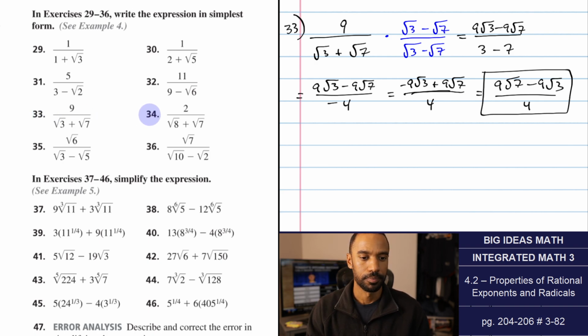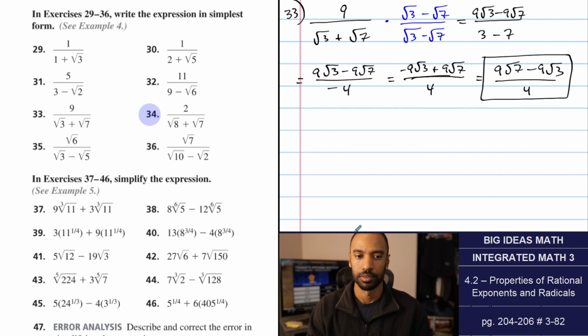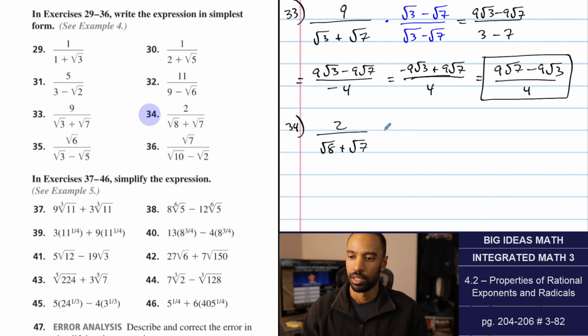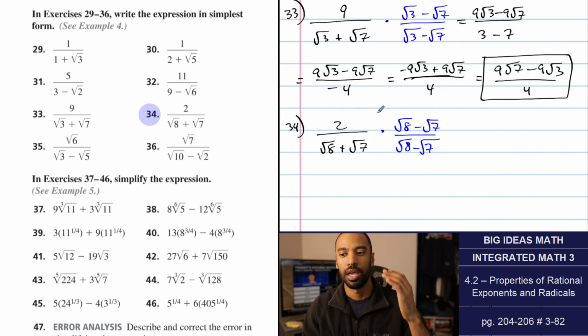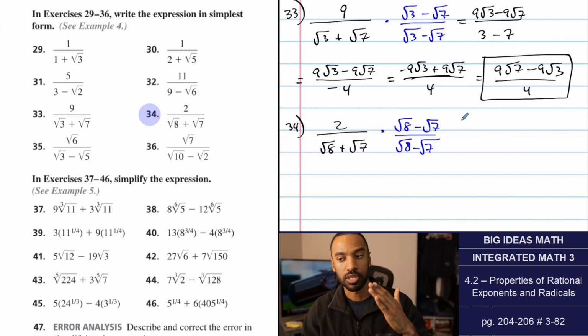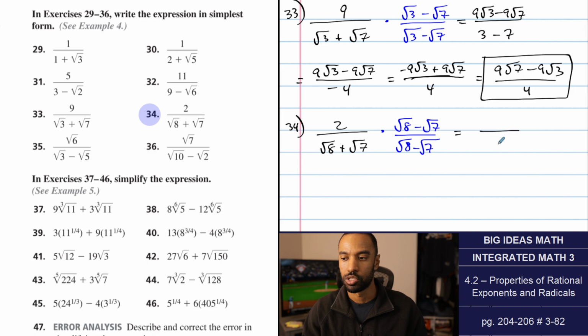Number 34, you have 2 over root 8 plus root 7. Its conjugate being root 8 minus root 7. Now, root 8 can simplify to 2 root 2. I think we're going to get to that over time, but for the time being, let's just work on that denominator being a squared minus b squared. And guys, 8 minus 7 is 1. So this is just 1 on bottom.